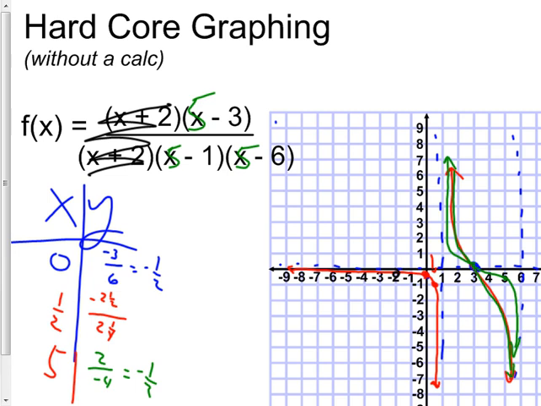So you'd have to stick in like 7. See how 7 is, I don't know where it is. So I'd stick in a 7. 7 minus 3. So here's 7 on my chart. 7 minus 3 is 4, over 7 minus 1 is 6. 7 minus 6 is 1. 6 times 1 is 6. 4 over 6, which is 2/3. So 7 goes with 2/3, which is like right there.